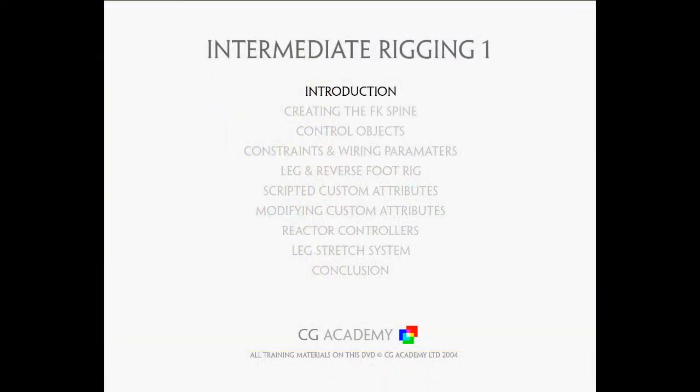We'll be covering 9 chapters in this DVD, starting with Chapter 1, the FK Spine. This sounds very simple, but I'll be showing you how to create a counter-rotating spinal column that is very easy to make smooth S shapes and keep your character focused on target.